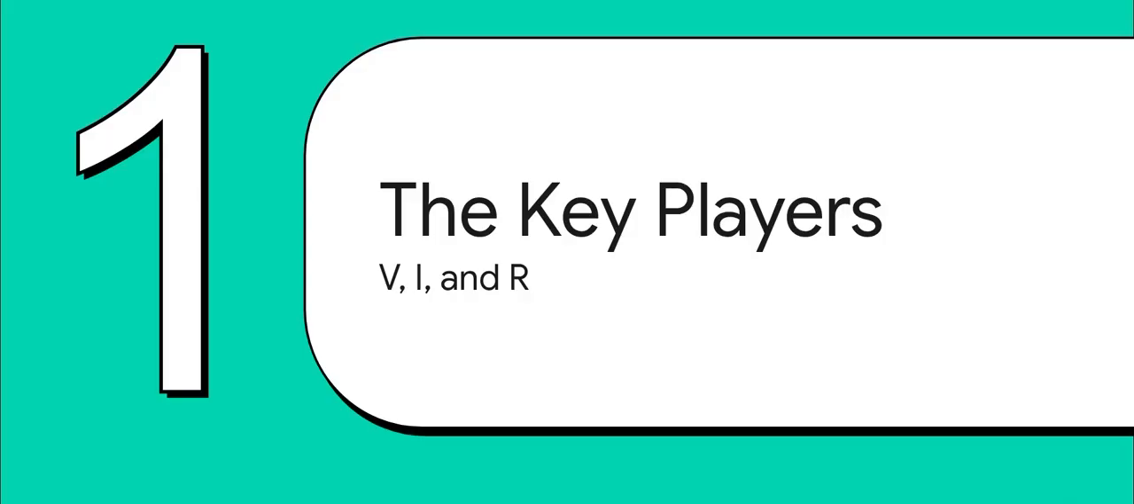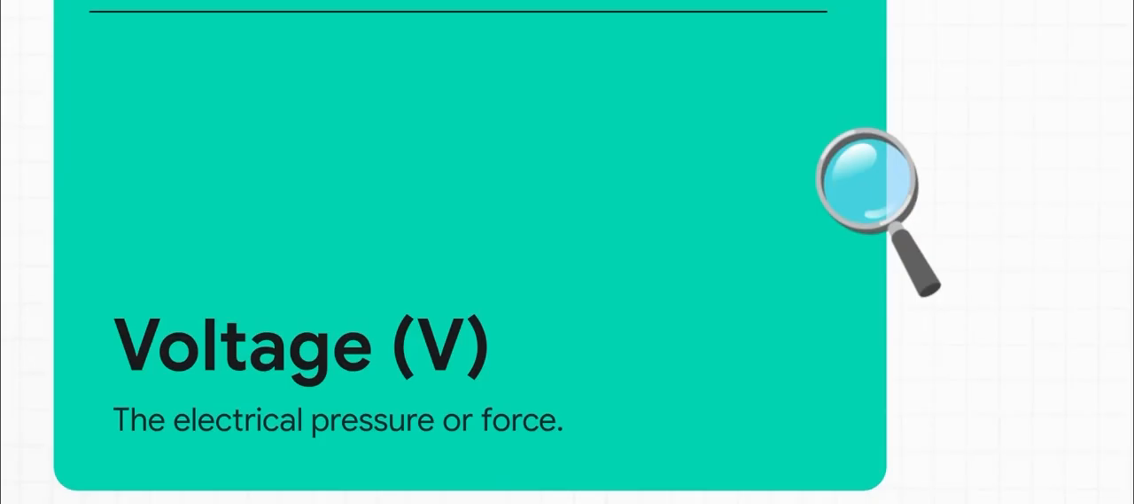All right, so to really get his law, we first need to meet the three main characters in our little electrical story. That's voltage, current, and resistance. Let's break down what each one actually is. So, first up, we've got voltage, which we represent with the letter V. This is basically the electrical pressure in a circuit. I want you to just think of it as the push. It's the force that gets the electricity moving to begin with. Pretty simple, right? No push, no go.